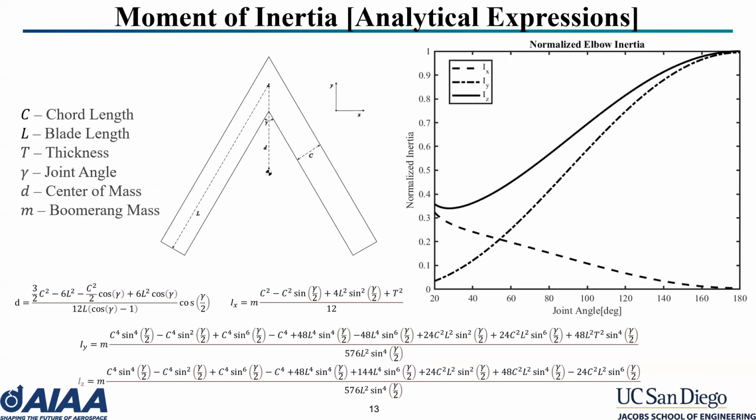Using this geometry, we can derive analytical expressions for the center of mass and moment of inertia of the elbow boomerang. On the right, you can see a plot of how the normalized moments of inertia of the boomerang change with joint angle. With larger and smaller joint angles, the difference between Ix and Iy becomes larger, a property that is highly influential on the boomerang's flight.